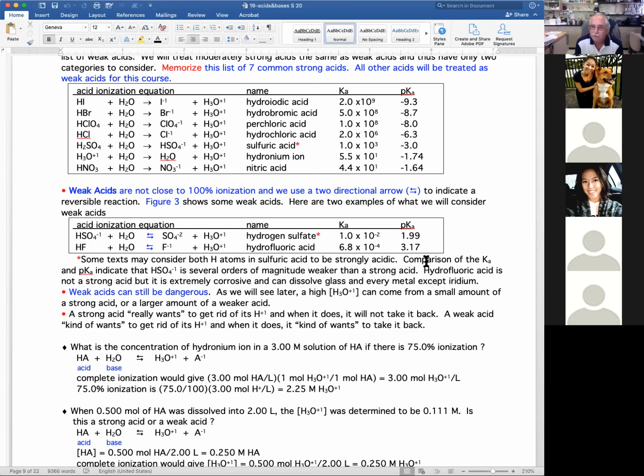What is it that makes a solution acidic? It's the concentration of the hydrogen ion. So you can get a particular concentration of hydrogen ion using a little bit of a strong acid or a lot of a weak acid. Never underestimate the danger of a weak acid. A strong acid really wants to get rid of its H plus, and when it does, it won't take it back. A weak acid kind of wants to get rid of its H plus, and when it does, it kind of wants to take it back.